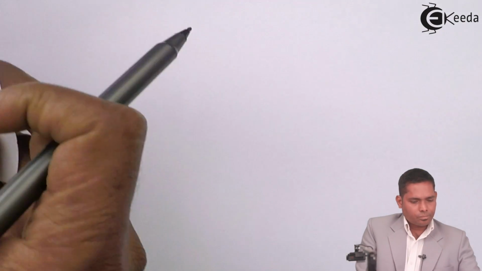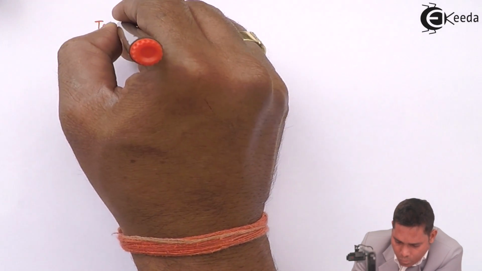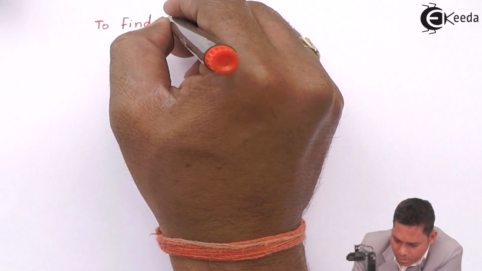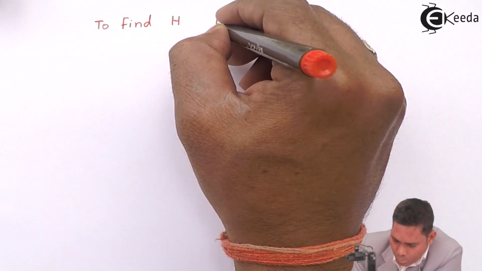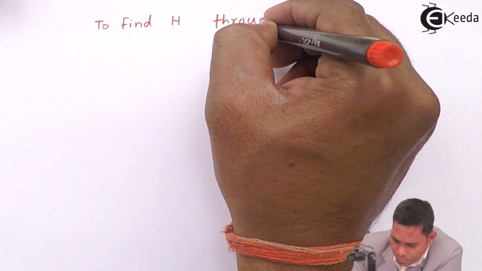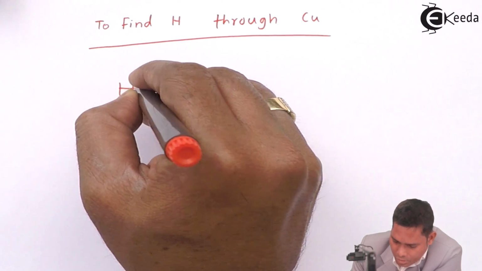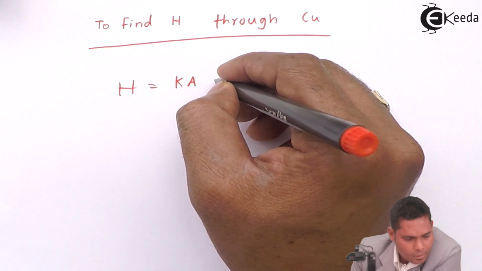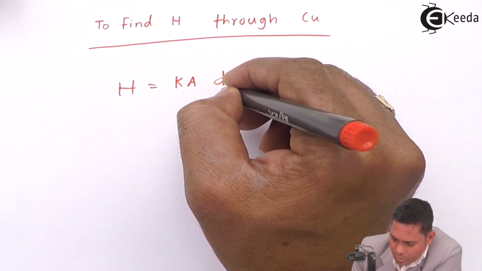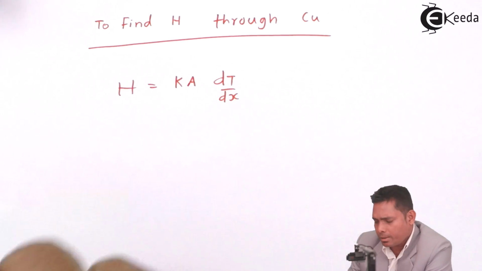Now I will find the value of H. To find H through copper, the formula for H is K A and dt over dx, the temperature gradient. This factor is called the temperature gradient.